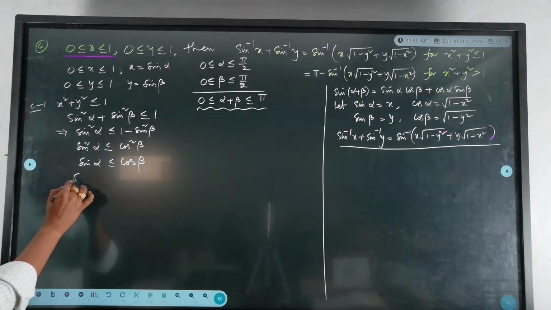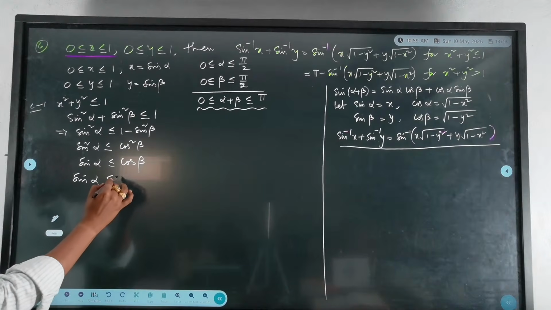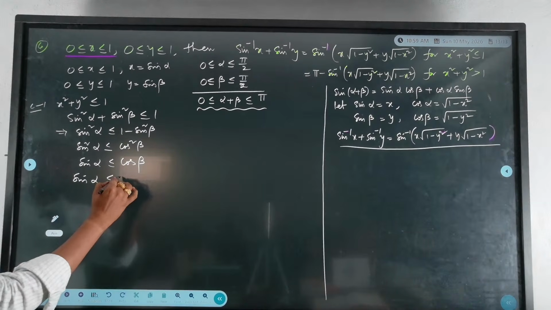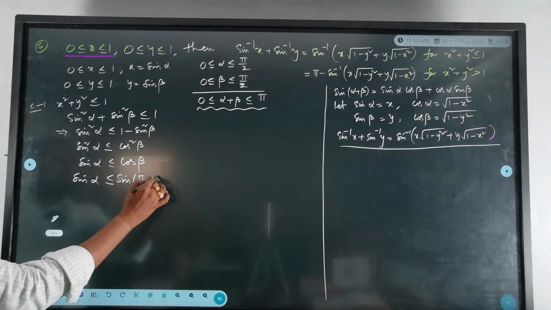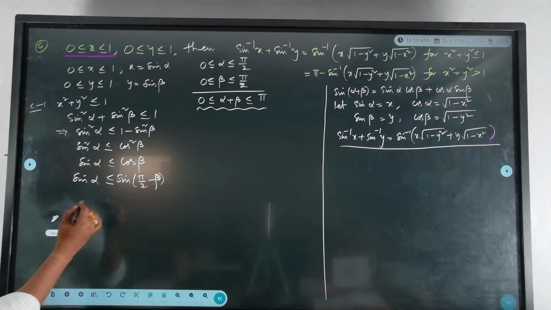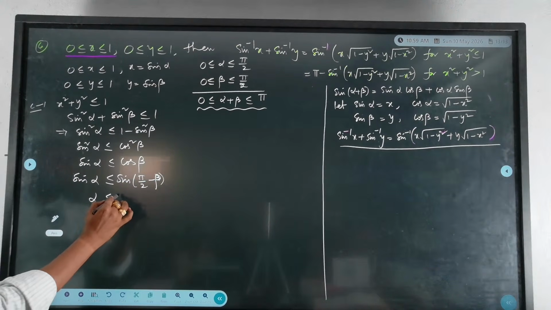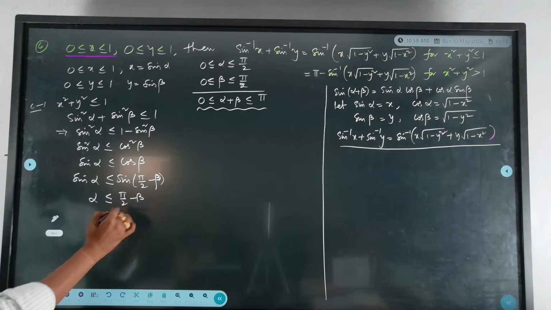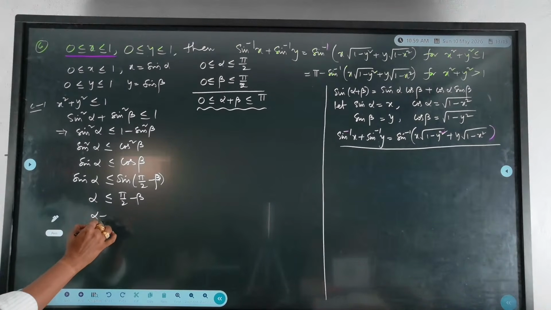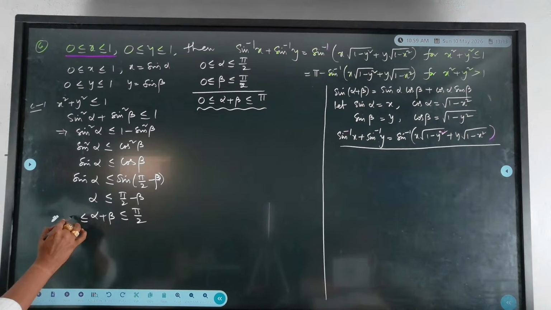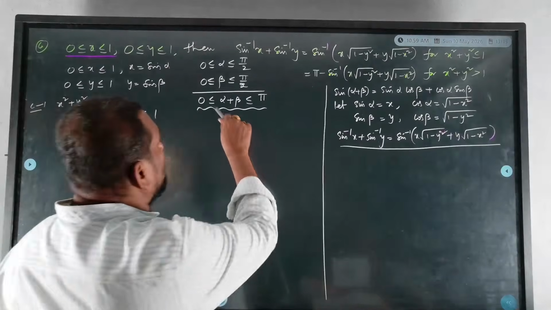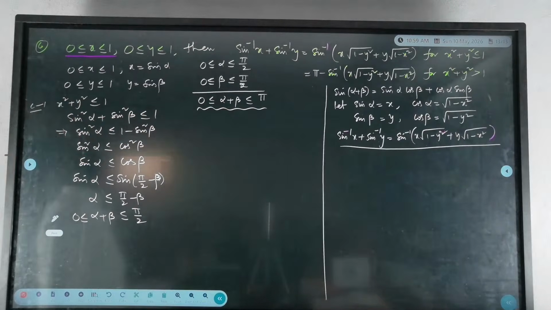Right. So sin alpha is less than or equal to sin of pi/2 minus beta. So alpha plus beta is less than or equal to pi/2, that is, 0 is less than or equal to alpha plus beta, less than or equal to pi/2. So now, did it come in the interval? Did it come in 0 to pi/2?